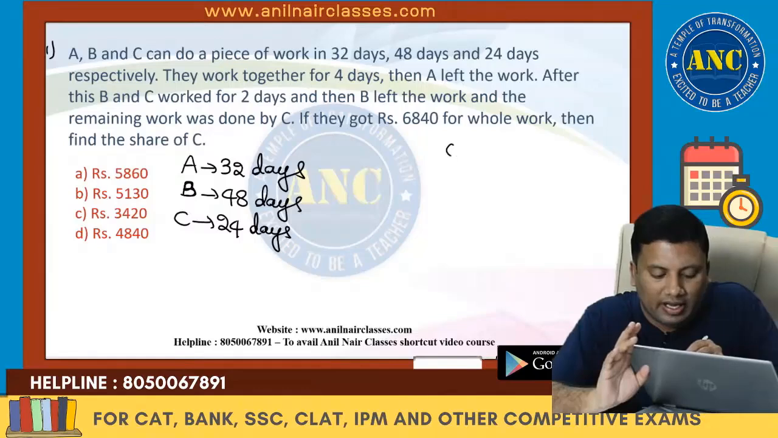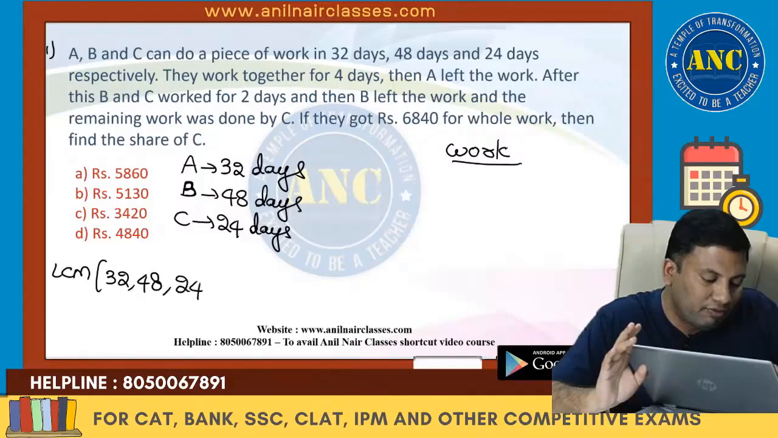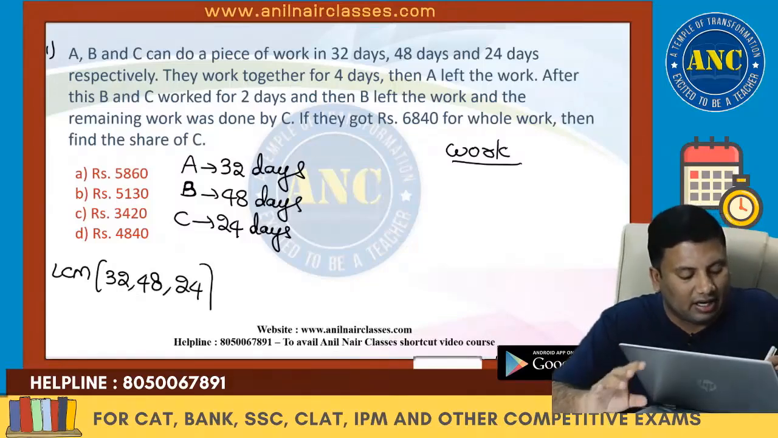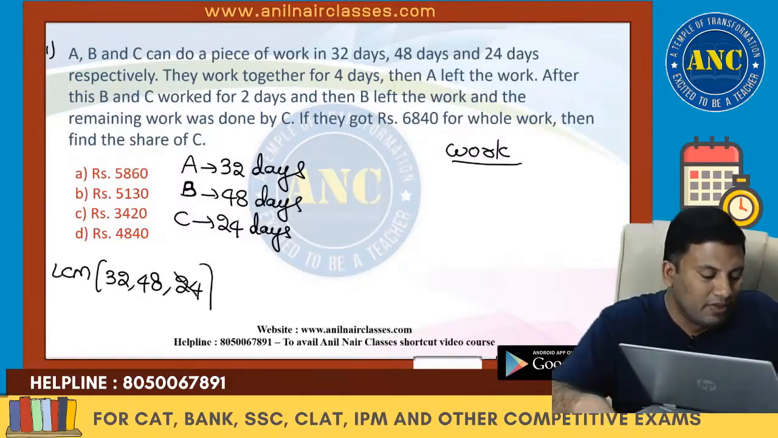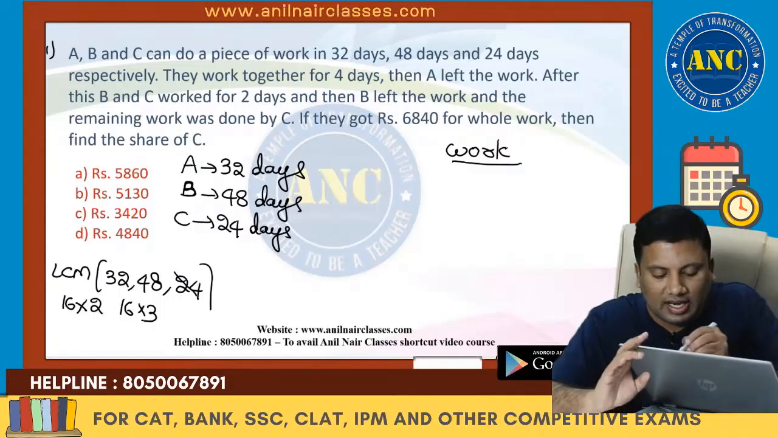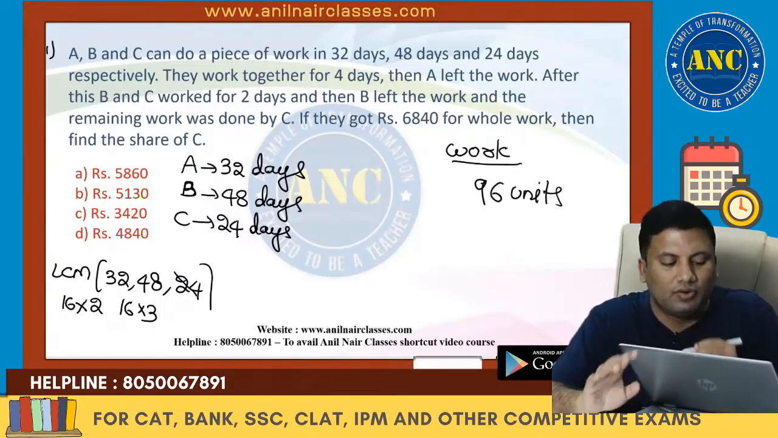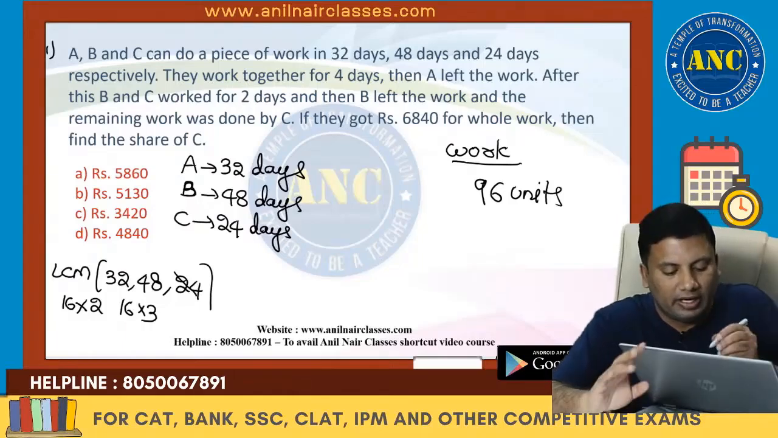So we require work. Let us take the LCM of the given values. LCM of 32, 48 and 24. 24 is a factor of 48, so it can be removed. 32 and 48: 16 2s are 32, 16 3s are 48, 16 6s are 96. Let us assume total 96 units of work needs to be done.